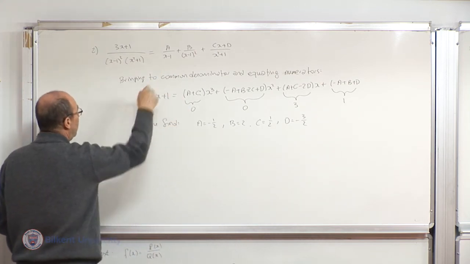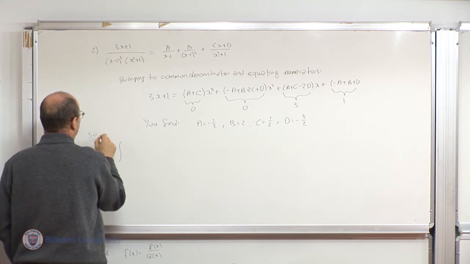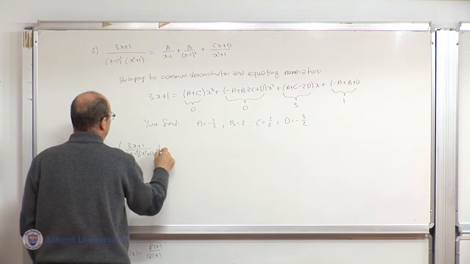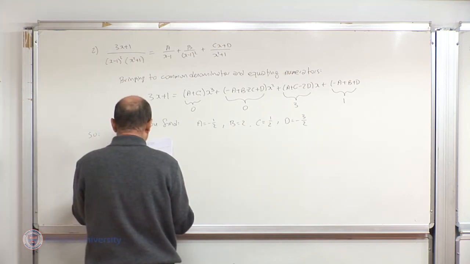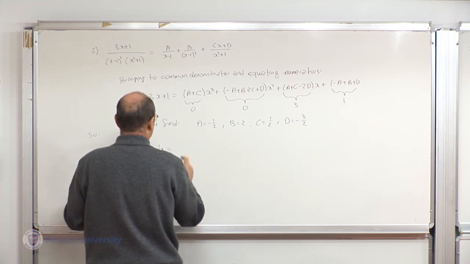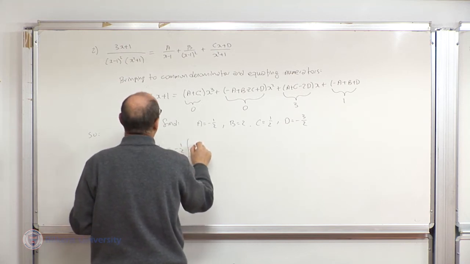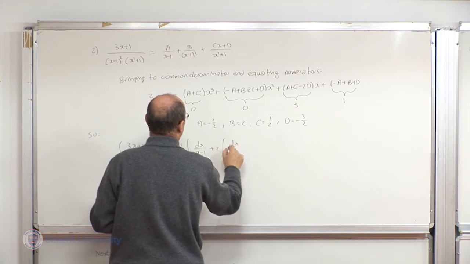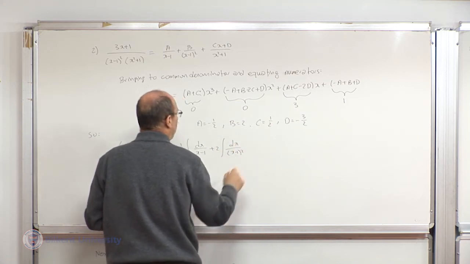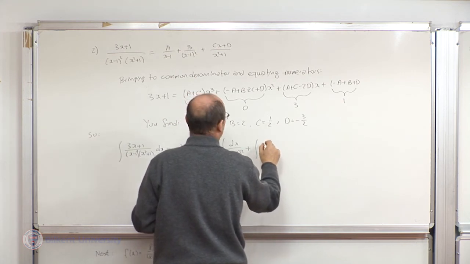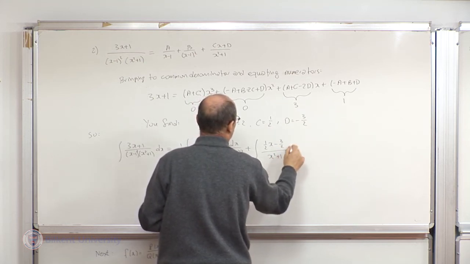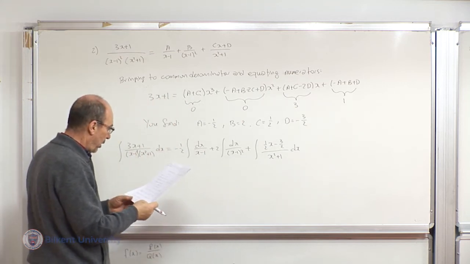Okay, so putting these things in, you have the integral of 3x plus 1 over (x minus 1) squared times (x squared plus 1) dx is equal to, okay, so I'll write these things, minus 1 over 2 integral dx over x minus 1, plus 2 integral dx over (x minus 1) squared, plus integral of (1 over 2 x minus 3 over 2) over x squared plus 1 dx.